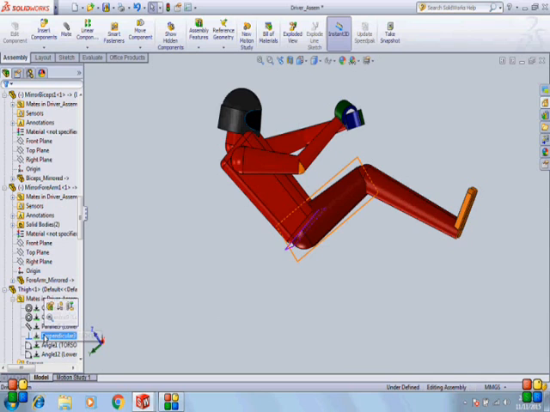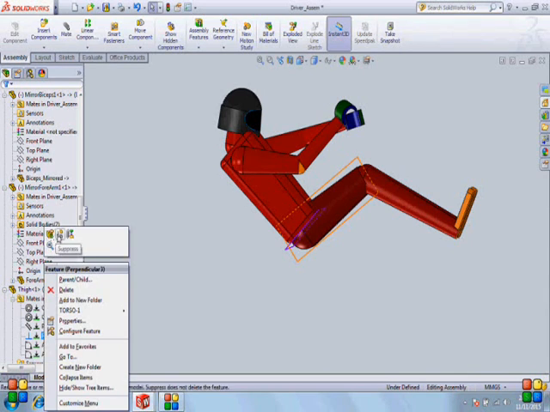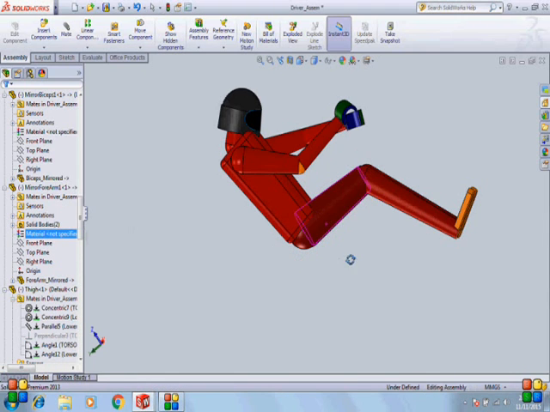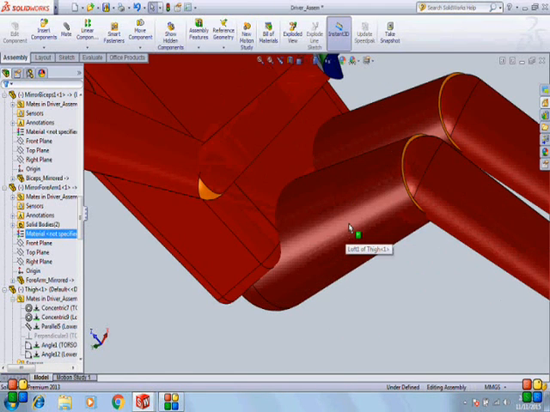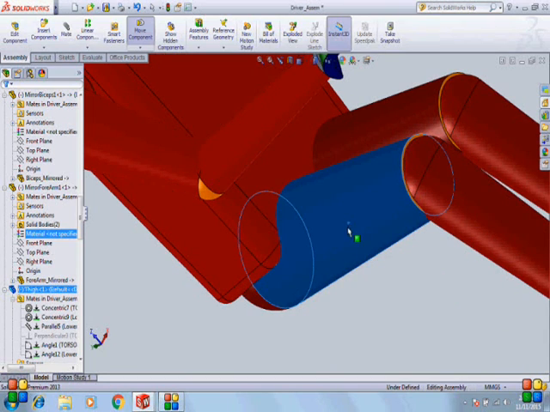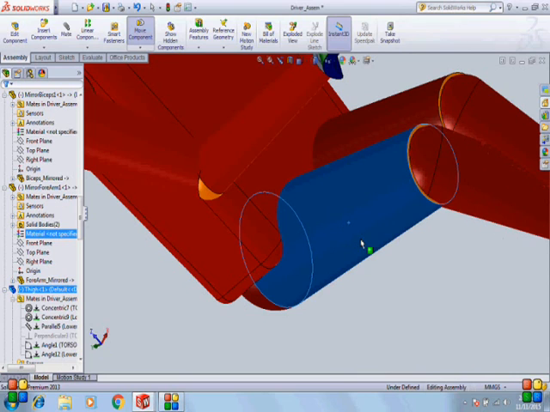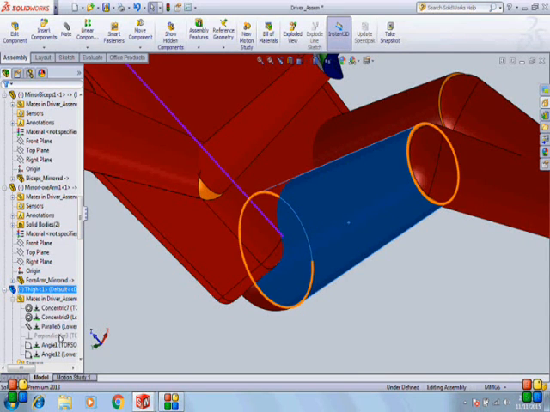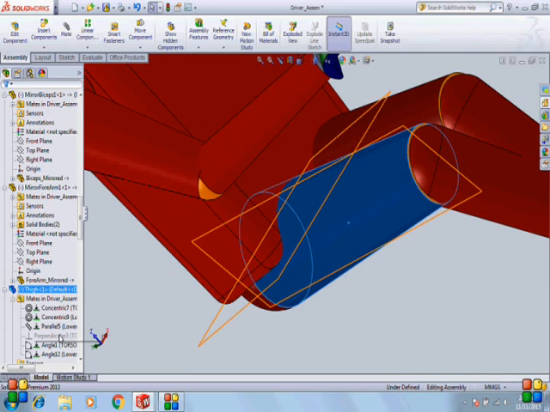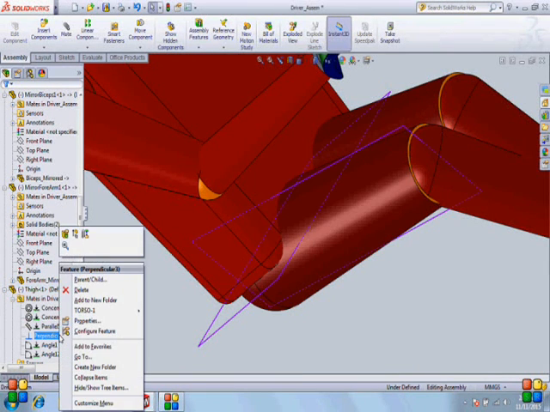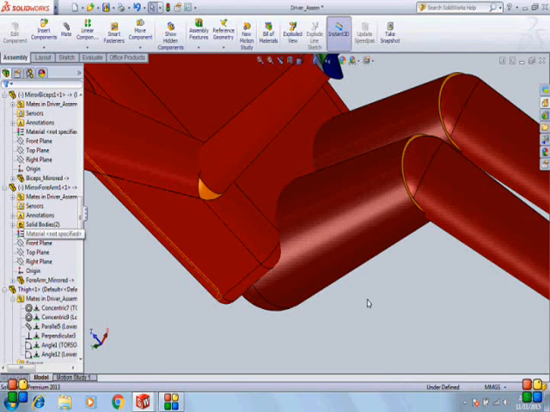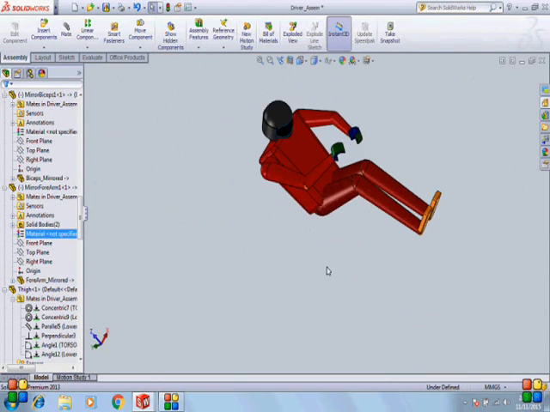If I suppress the perpendicular mate, the thigh can go again like this, which I don't want this movement to be there. Though your thigh may move a little bit like this in a normal human body, I don't want it to be there with the driver because I don't need this movement. So I'll again unsuppress it.